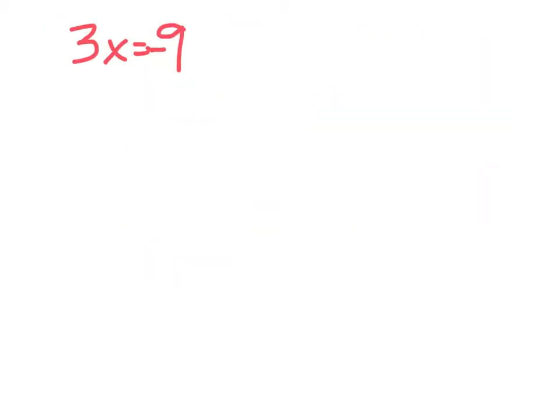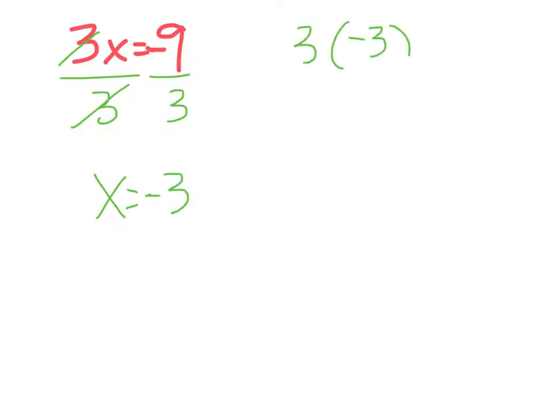3x equals negative 9. Divide both sides by 3. x equals negative 3. 3 times negative 3 equals negative 9. Negative 9 equals negative 9.